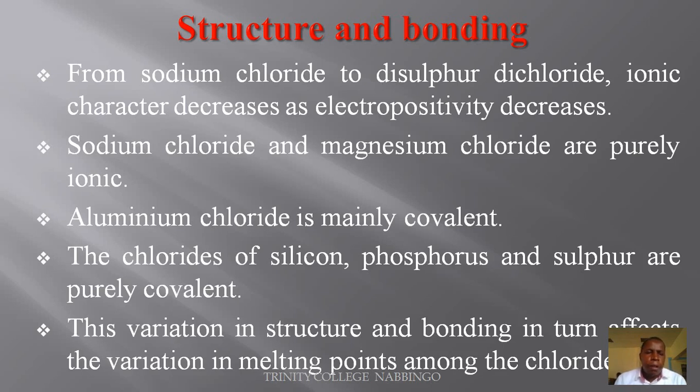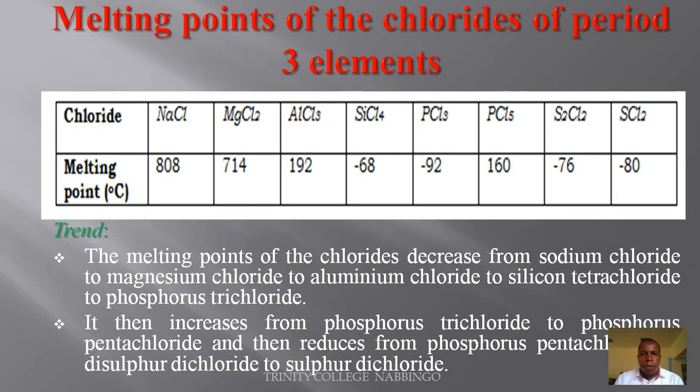The reason we have seen previously, but let's remind ourselves: aluminium has a big charge of +3 and a small ionic radius. That gives it a high polarizing power. And like I have previously said, the higher the polarizing power, the higher the tendency to form covalent compounds. Then the chlorides of silicon, phosphorus, and sulfur are purely covalent. This tendency to move from being ionic to forming more covalent chlorides as you move from the left to the right of the periodic table in the same period has a big effect on the melting points of these chlorides.